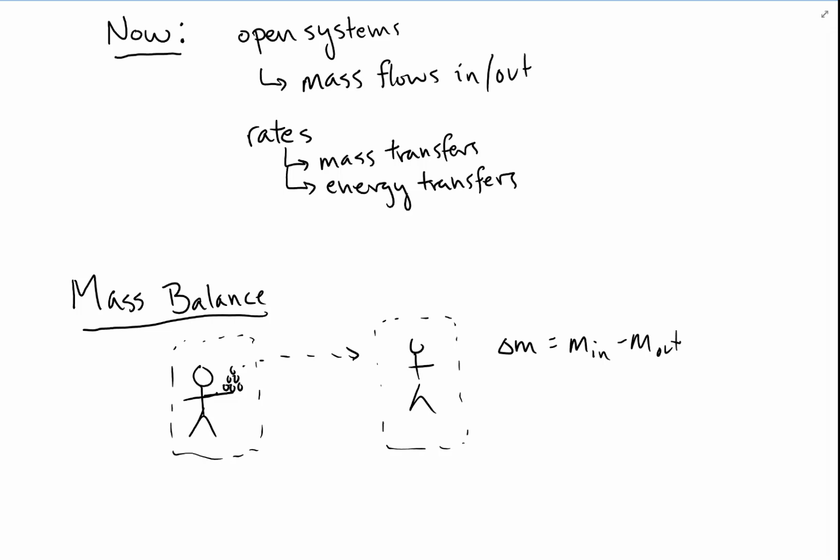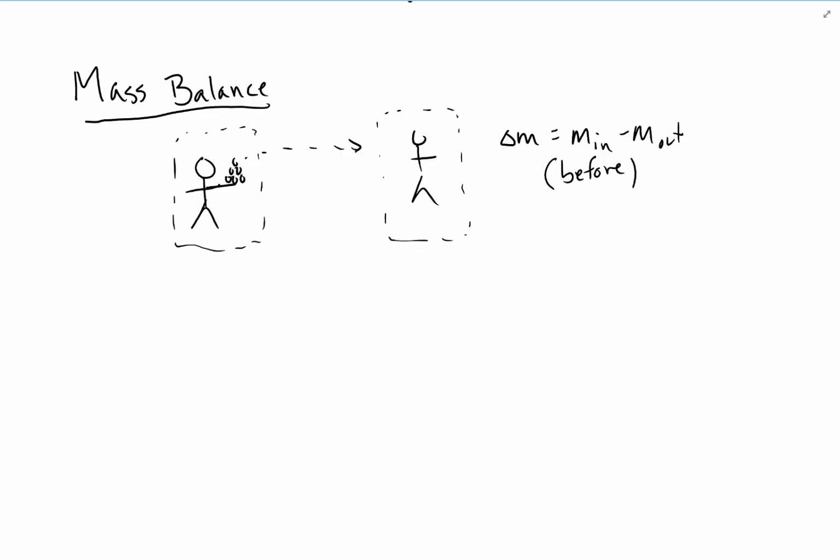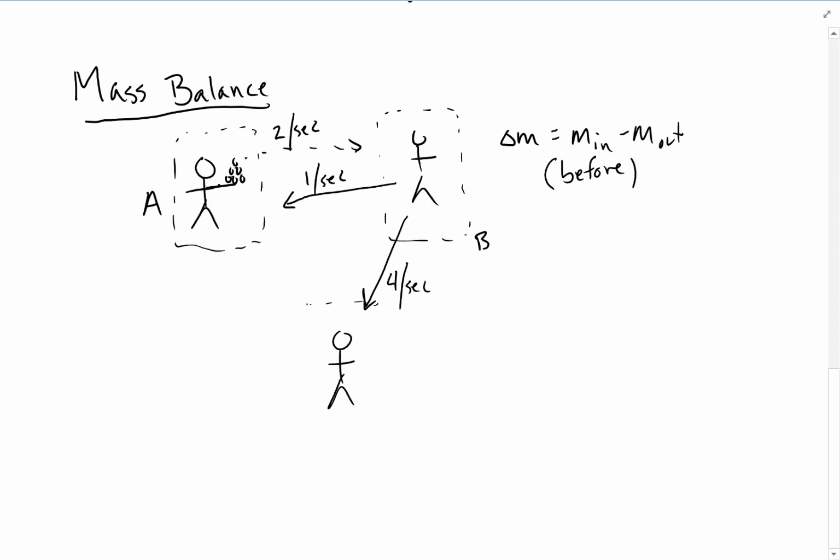When we look at open systems, it's going to be pretty simple again, but instead of looking at quantities, we're going to look at rates. For example, let's imagine that person A, instead of throwing two marbles, is throwing two marbles per second at person B. Let's imagine that person B is throwing one marble per second back at person A, but that maybe they're also throwing four marbles per second at person C over here.